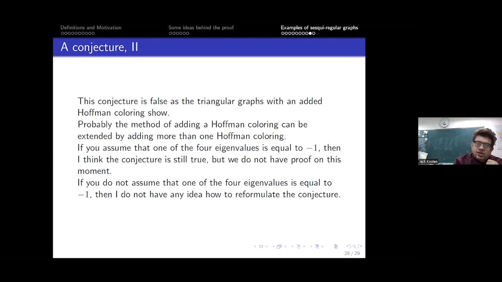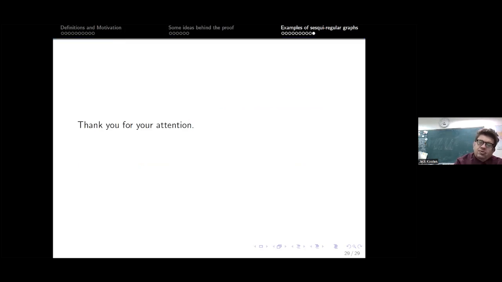And if you do not assume that one of them is -1, then at this moment, I have no idea how to reformulate the conjecture. What is the right statement of the conjecture? And that is all I have to tell you today. Thank you for your attention.